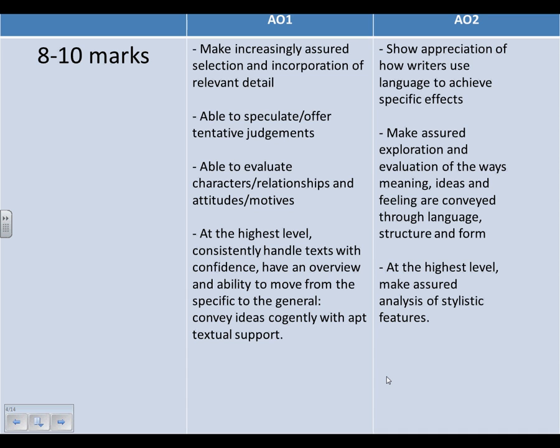For AO2, our ability to analyse language, form and structure, we need to show appreciation of how writers use language to achieve specific effects. That's where you analyse individual words and say why this is such an interesting lexical choice, for instance. We also need to explore and evaluate how meaning is created through language, structure and form. Structure can include things like sentence structure, word order, paragraph lengths. Form, for instance, could be the narrative perspective, or the type of text it is. Is it a novel? Is it a play? But again, at the highest level, you need to make assured analysis. You need to sound as if your analysis isn't the humdrum, everyday analysis that other candidates can make. Yours needs to be a little bit different, a bit more intelligent.